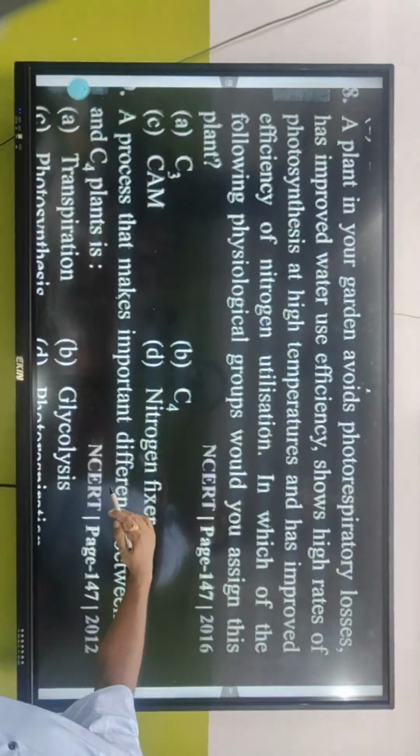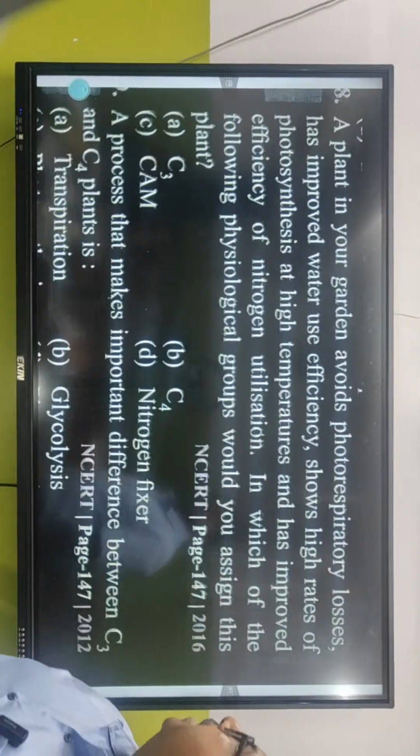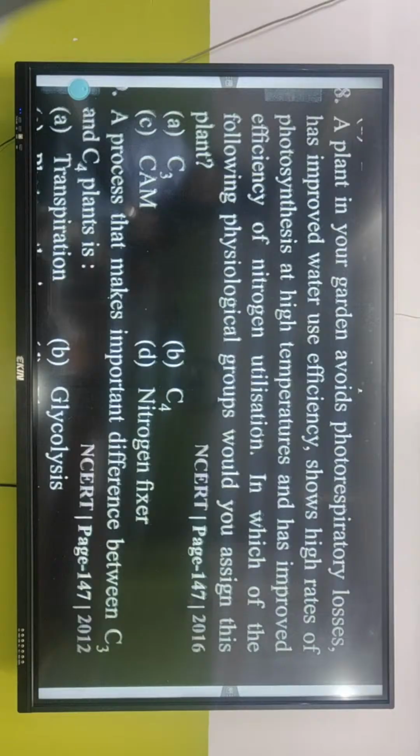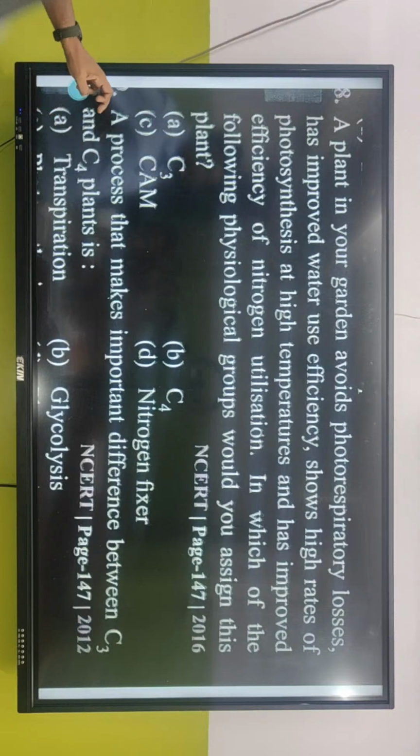A plant in your garden avoids photorespiratory losses, has improved water use efficiency, shows high rates of photosynthesis at high temperature, and has improved efficiency of nitrogen utilization. In which of the following physiological groups would you assign this plant? B is the answer. C4.